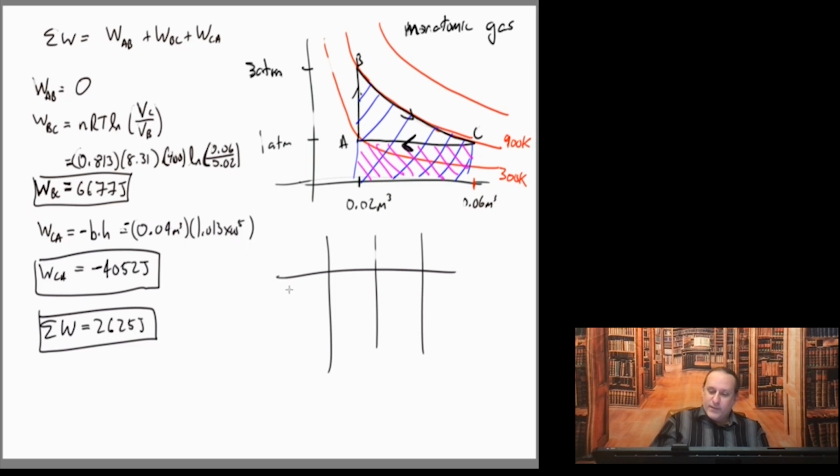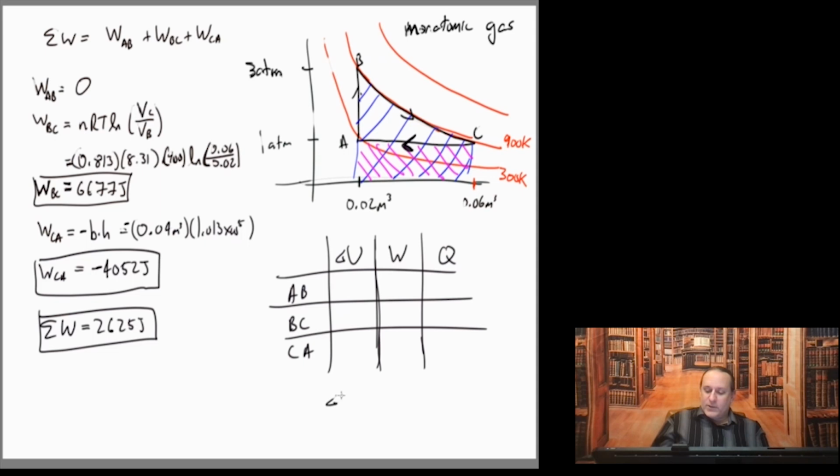Going to have A to B, B to C, and C to A. And we're going to have the sign of delta U, the sign of work, and the sign of Q. We recall that delta U equals Q minus W, so Q equals delta U plus W. So finding the signs of delta U and W will help me find the signs of Q.